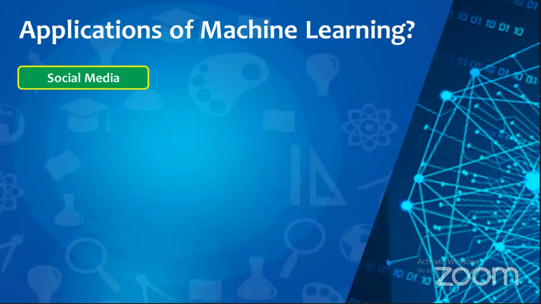What are the applications of machine learning? First one, social media. Yes. In the social media environment, if you drop a post, how many likes, dislikes, thumbs up, thumbs down, shares, comments, and votes it gets are all done by machine learning in the background. Come to reality, my dear guys.